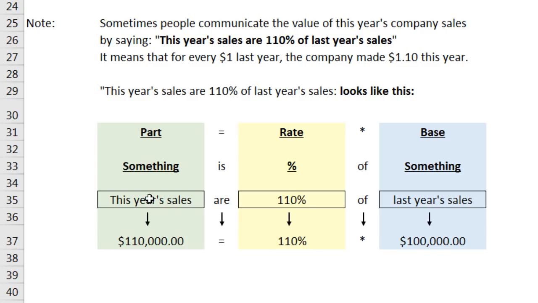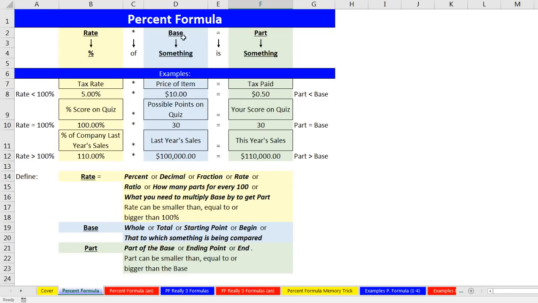This year's sales, well, guess what? That's the description of the part. R, that's a description of the equal sign. 110%, that's the percentage we use for rate. 110% of what? Well, the of is multiplying, and of what? Last year's sales. So there it is, the part, this year's sales. R, that's the equal sign. 110%, that's the rate. Of, multiplying, and last year's sales, that's the base. All right, so rate times base equals part.